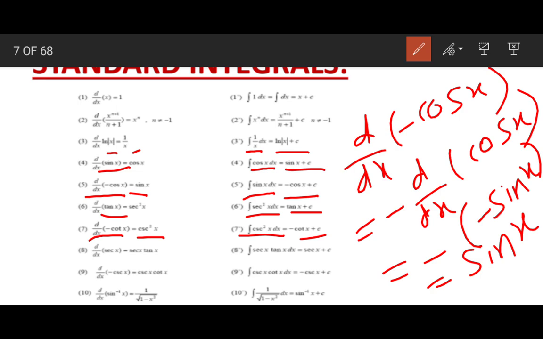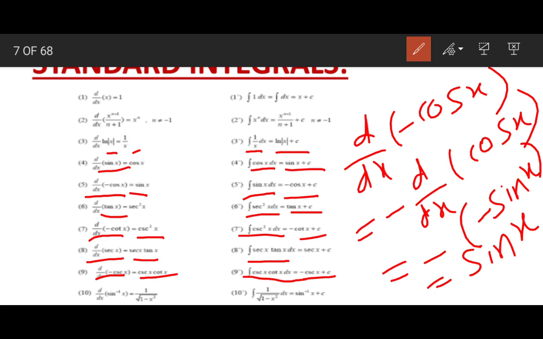Then the derivative of sec x is sec x tan x, and hence the integral of sec x tan x is sec x plus c. Then we know that the derivative of minus cosec x is cosec x cot x, and hence the integral of cosec x cot x will be minus cosec x plus c.